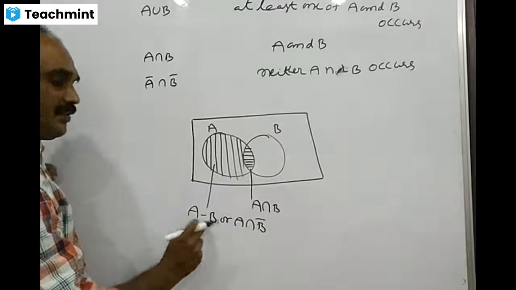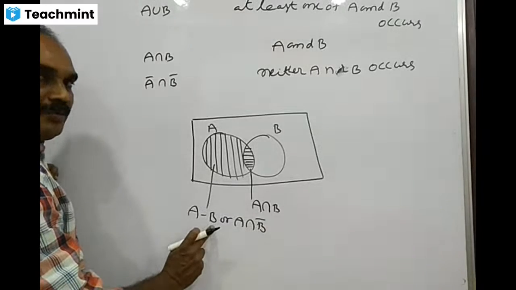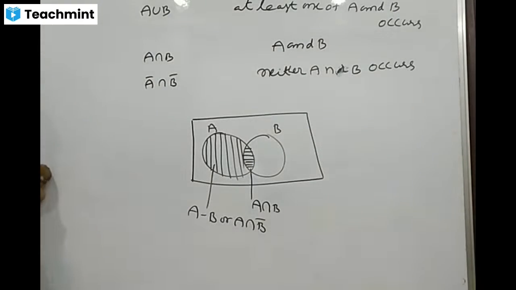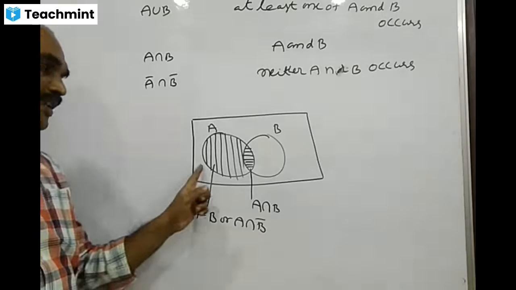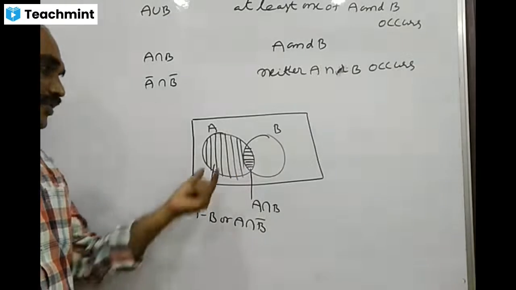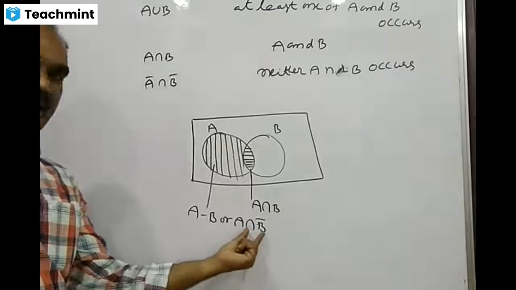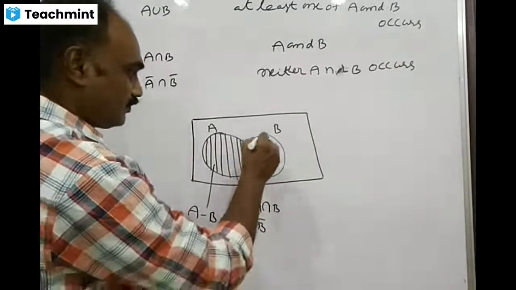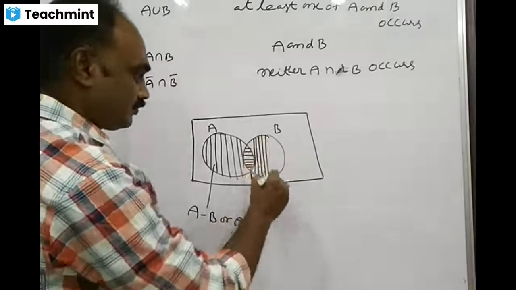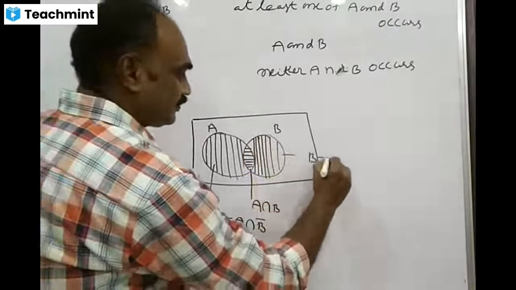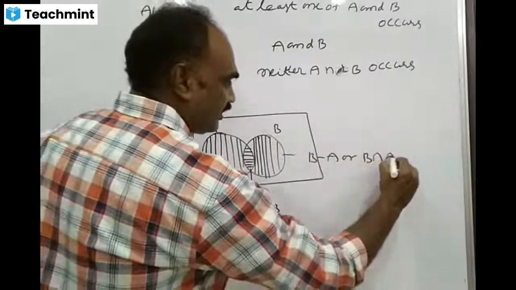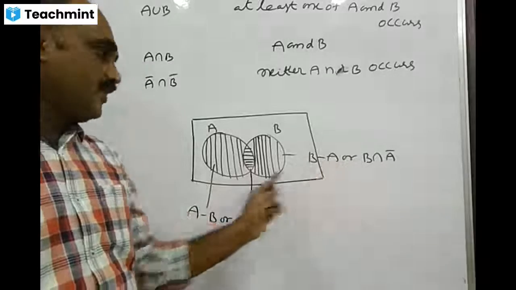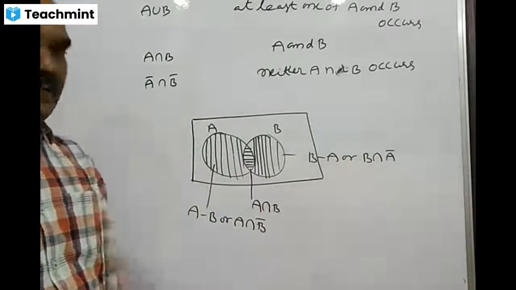Friends, this is A minus B. From A you have to exclude A intersection B. A minus B means from A exclude A intersection B. This is A minus B or A intersection B bar. This other part is B minus A or B intersection A bar. And this middle part is A intersection B.